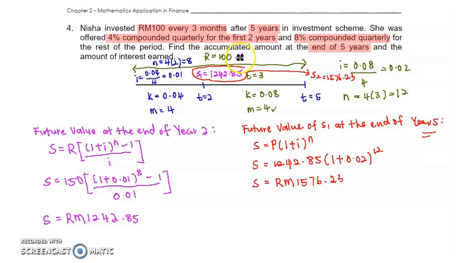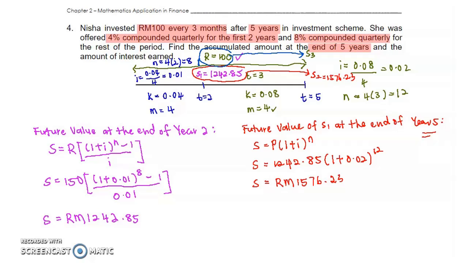Okay, why? Look at the 100 ringgit annuity just now. We calculated this annuity only until year 2, right? But this annuity of 100 ringgit is along the 5 years period. So we need to calculate this annuity for another 3 years, from the end of year 2 until year 5. Let's say I put it as S3.